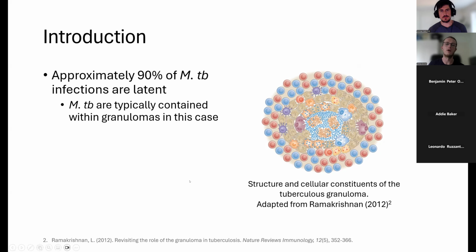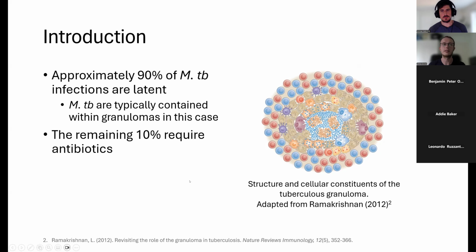It's worth noting that there'll probably be more than one granuloma per infection. There's normally something on the order of about 10, but the biggest tends to be the most closely correlated with whether the infection is latent or progresses to active disease being the outcome.